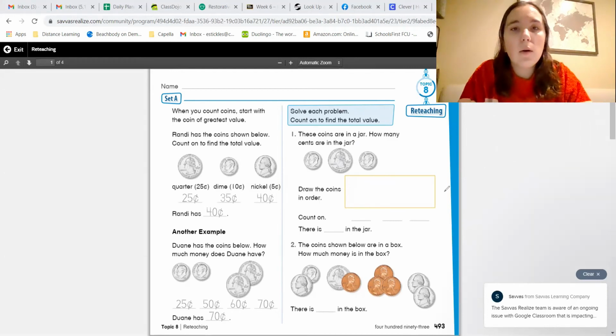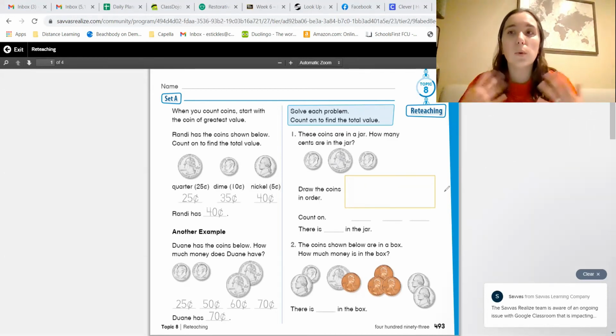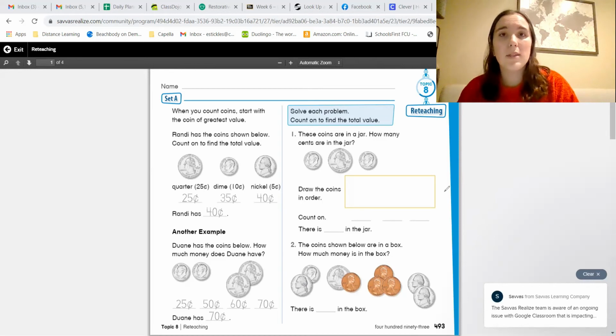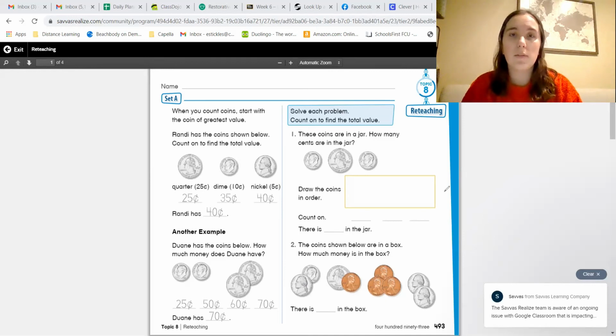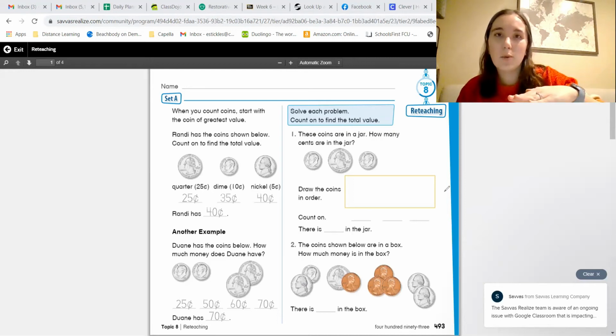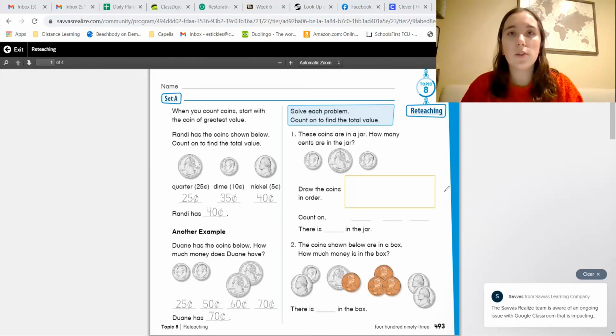So it says, when you count coins, start with the coin of the greatest value. Now remember, the greatest value means it's worth the most, and the coin that's worth the most that we talked about was the $50 because it's worth 50 cents, and then the next one down was the quarter, which is worth 25 cents, and it keeps going down. Dime worth 10 cents, nickel worth 5 cents, and then the penny at the bottom worth just 1 cent. So that's the order we go from greatest value to the least value with our coins.